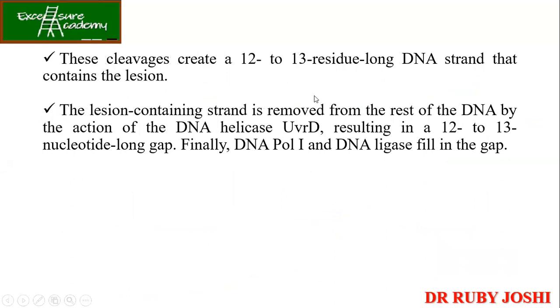Now this cleavage creates around 12 to 13 residue long DNA strand that contains the lesion. This lesion containing strand is removed from the rest of the DNA by the helicase, then UVRD. Okay, यहाँ पे कौन सा helicase आ रहा है? It is not the helicase which is responsible in the replication. यहाँ पे UVRD is acting as a helicase. This is resulting in the 12 to 13 nucleotide long gap. Finally, Pol1 and ligase will come and fill the gap.